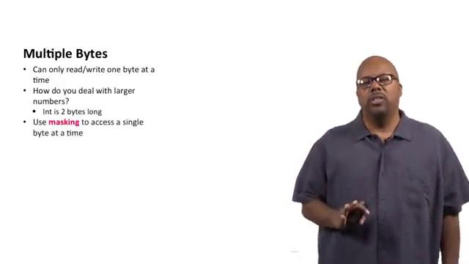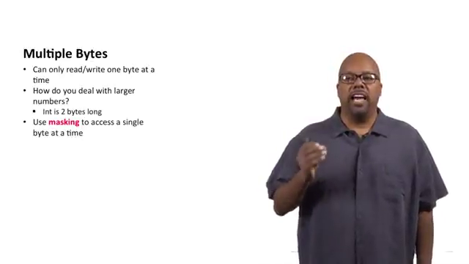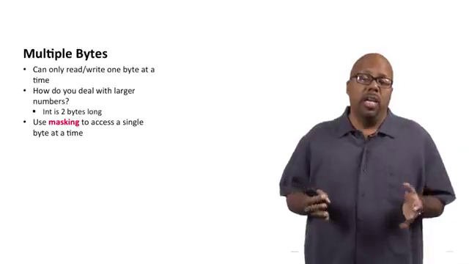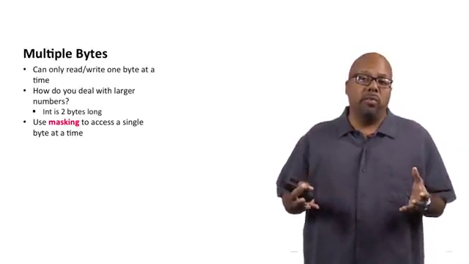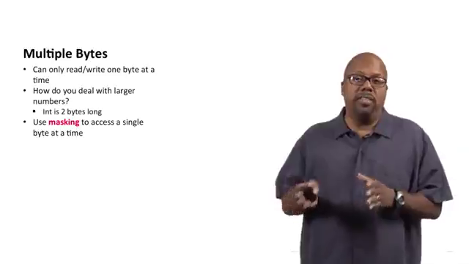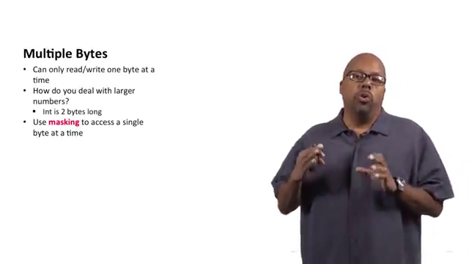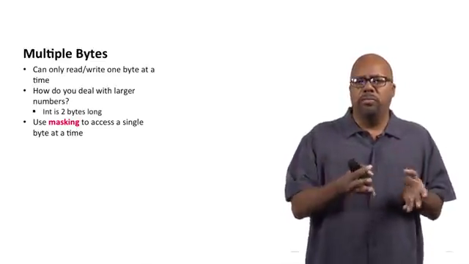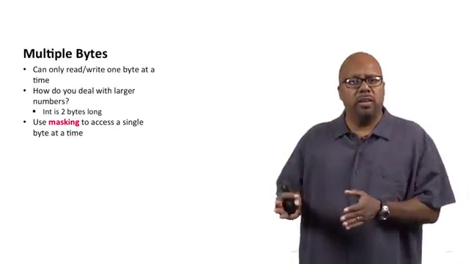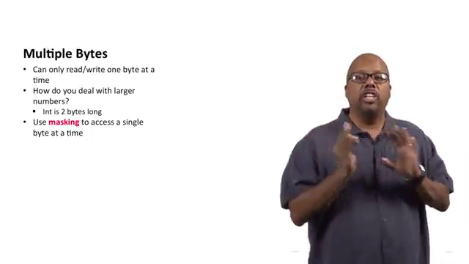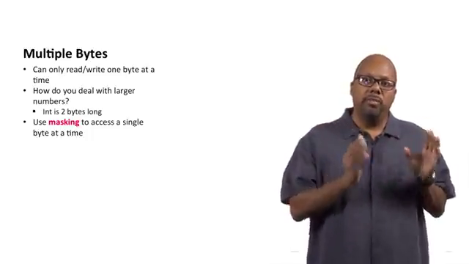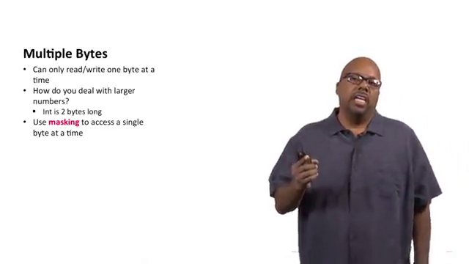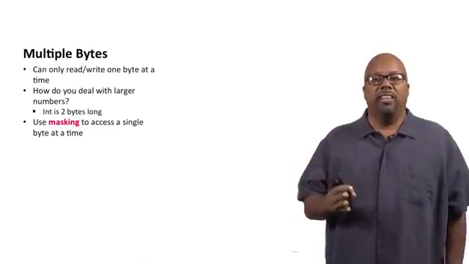The common way to do this is to use masking to access a single byte at a time. Take an integer, a 2-byte number. Say you want to write this to memory. You want to write the first byte, then write the next byte. When you write one byte, you want to ignore the other byte. One is the most significant byte, one is the least significant byte. When you're writing the least significant byte, you need to ignore the most significant byte. When you're writing the most significant byte, you need to ignore the least significant byte. So masking is just a way of ignoring bits inside a word.